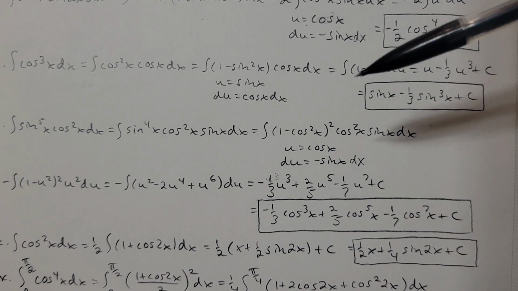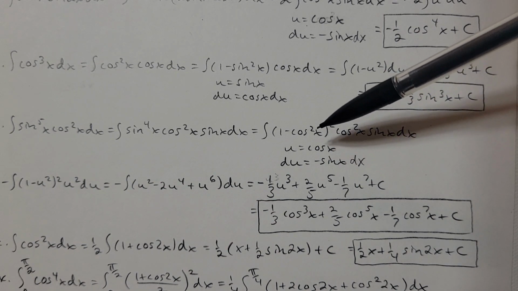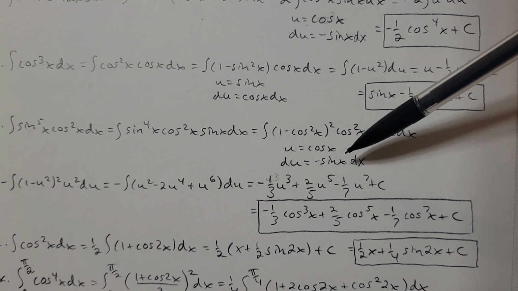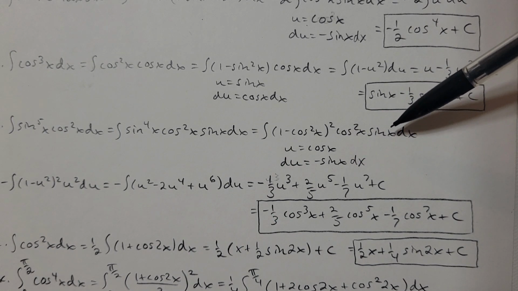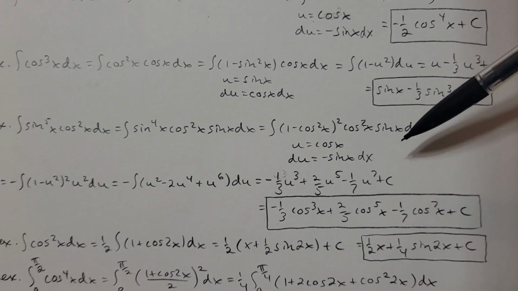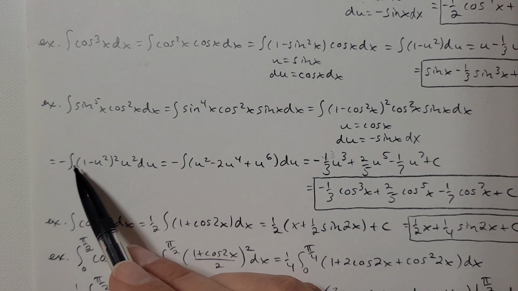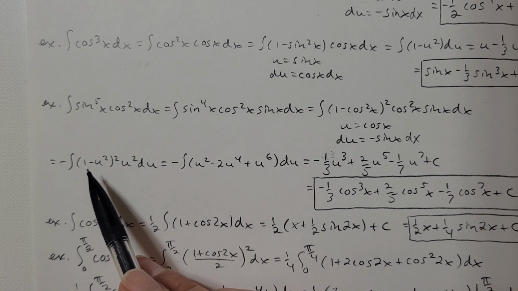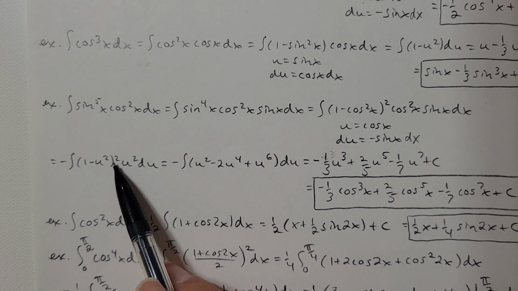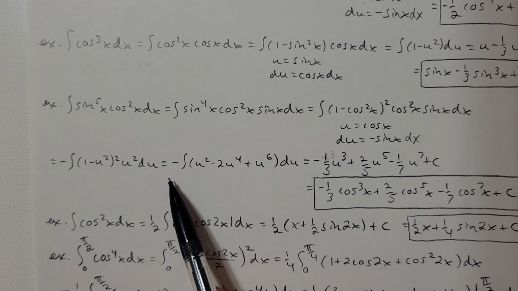And why I did that is because that allows me to then use the u substitution. If I let u be cosine of x, du is negative sine x dx, and I've got that inside the integral, so I'll be able to knock out that part. The new integral involving u is, this negative can come outside the integral, negative the integral of 1 minus u squared, squared, times u squared du.